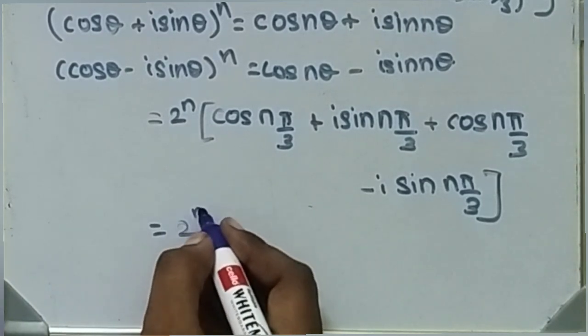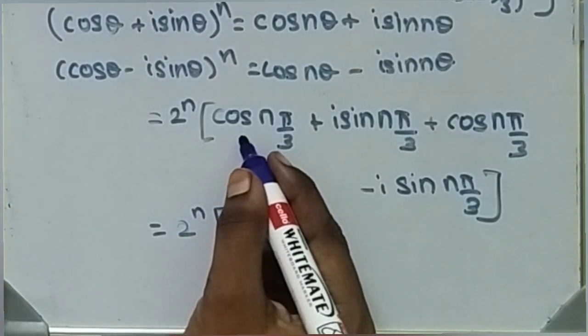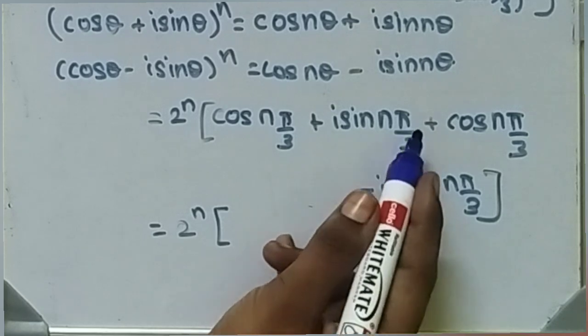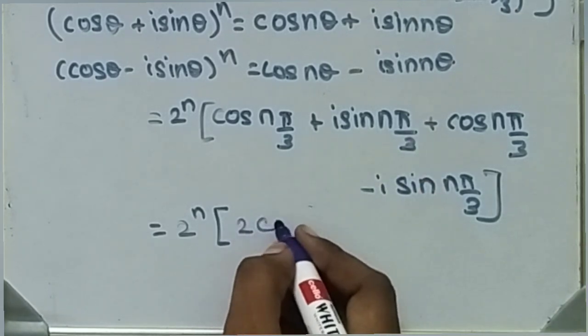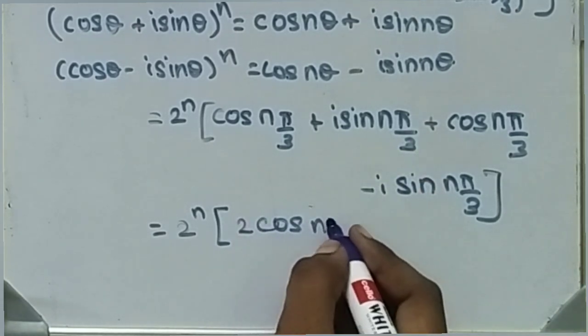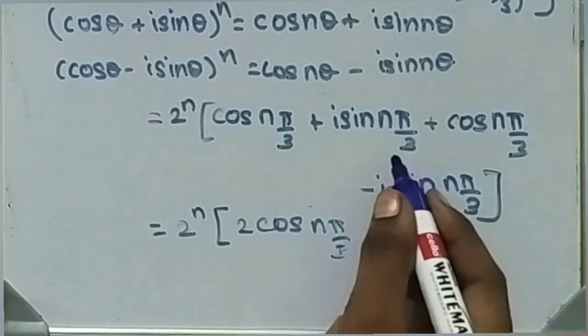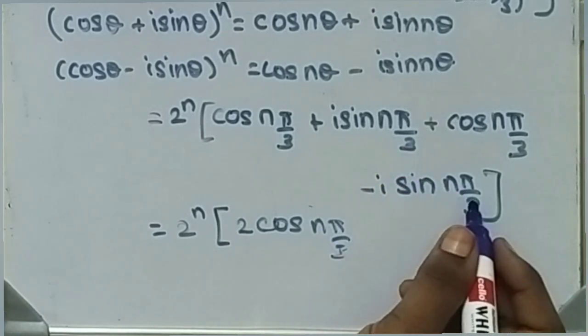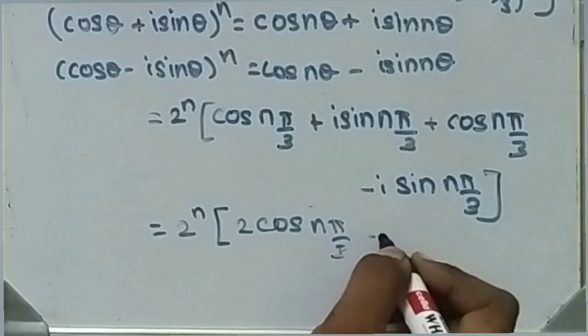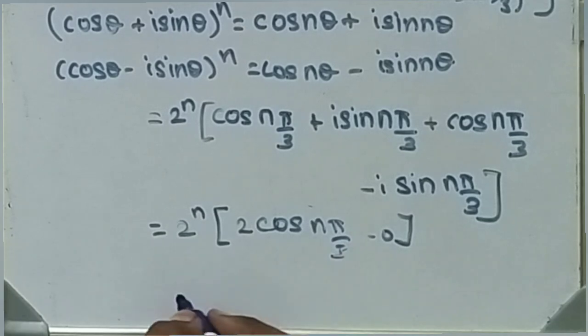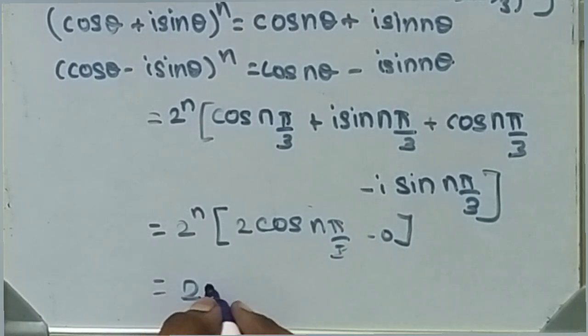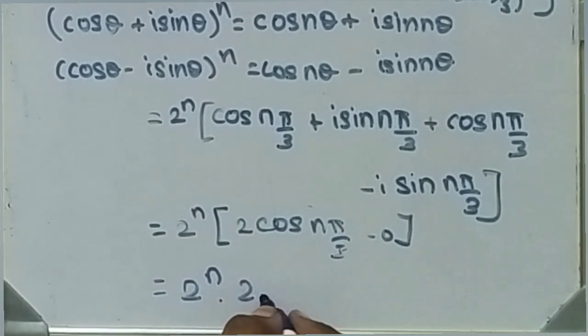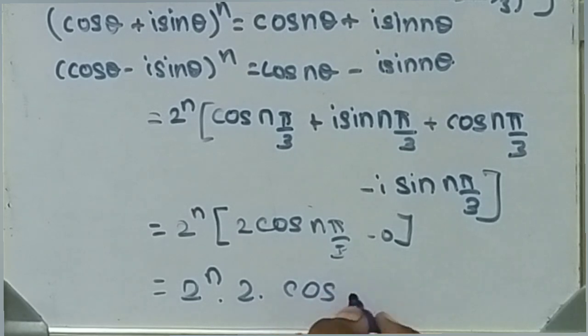So 2 power n remains the same. Cos n pi by 3 plus cos n pi by 3 becomes 2 cos n pi by 3. Sin n pi by 3 minus sin n pi by 3 becomes 0. So it will be 2 power n multiplied by 2 multiplied by cos n pi by 3.